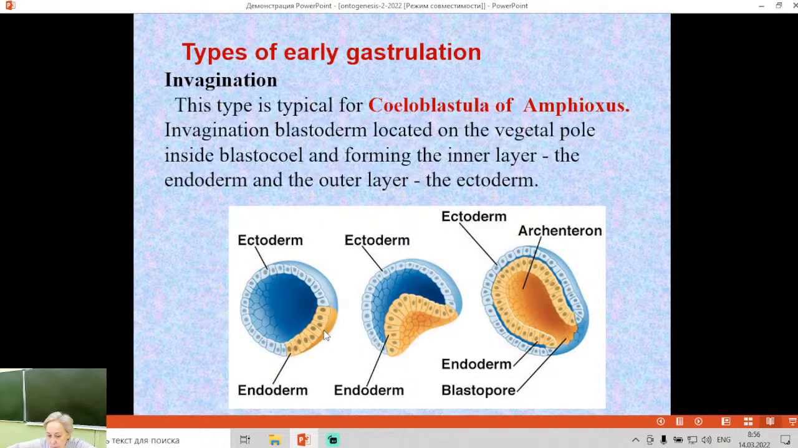And you see the process. On the vegetal pole, the blastoderm goes inside the blastocoel and forms the inner layer, the endoderm. The outer layer is called ectoderm. And the new cavity is the gastrocoel or archenteron.